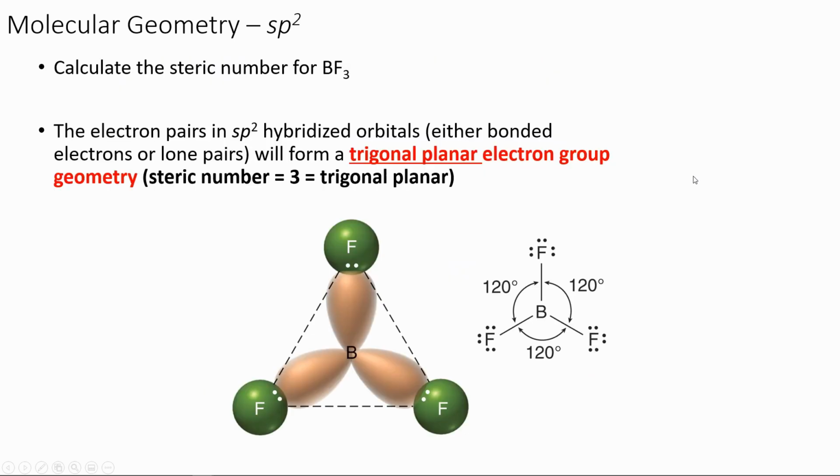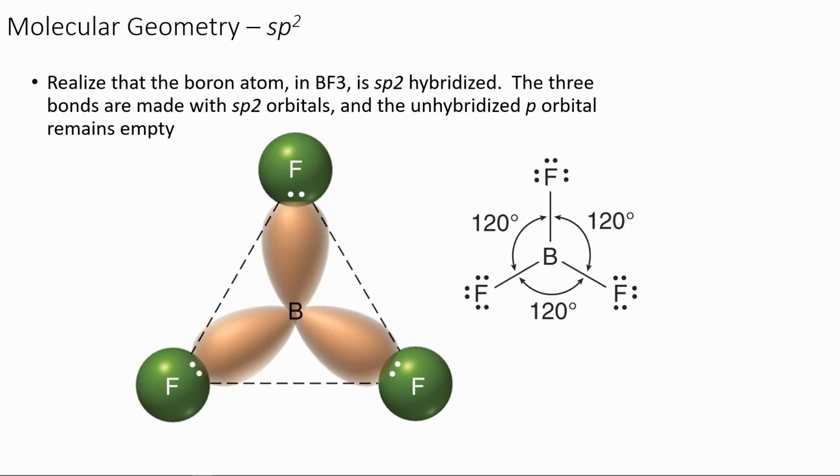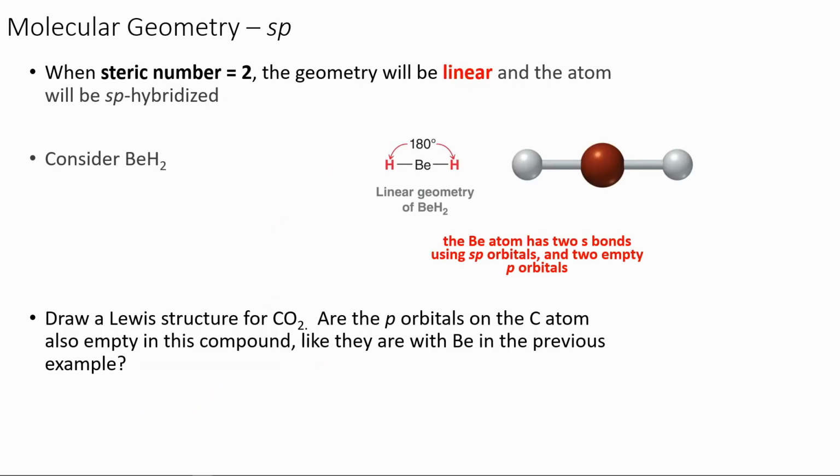We can take a look at these molecules. BF3 has 120-degree bond angles between the boron-fluoride bonds, and we're going to have an empty p orbital that's orthogonal to those sp2 hybridized orbital bonds. Looking at BeH2, we're going to have a linear geometry with a steric number of 2, 180-degree bond angles.